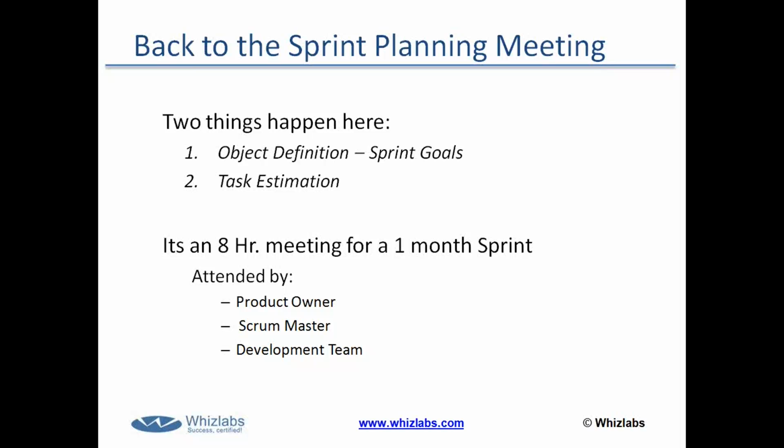Even though every sprint should have some kind of deliverable, here you create some goals, more specifically about product releases. The other thing, and this is part of the exam, in the exam they'll ask what are the two things that happen during the sprint planning meeting, or what are the outputs of the sprint planning meeting. The two outputs of the sprint planning meeting are, one is objective definition and the other one is task estimation.